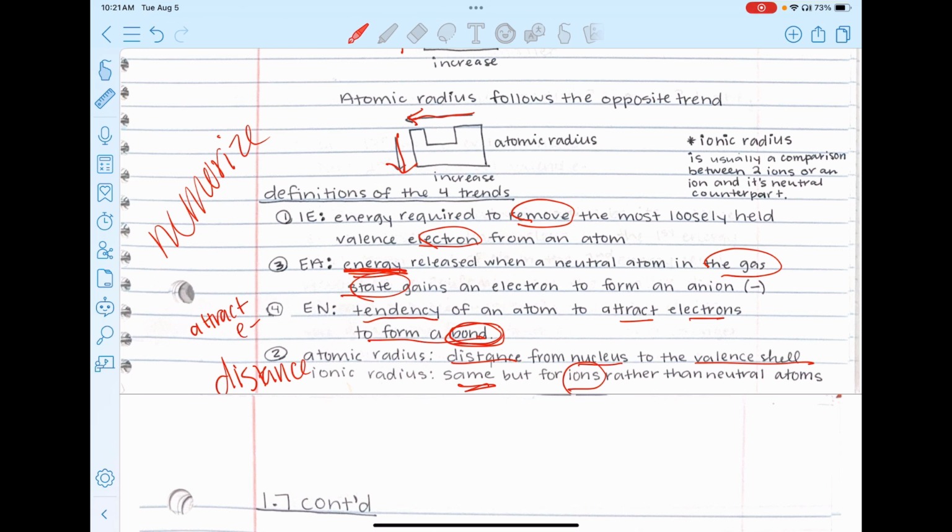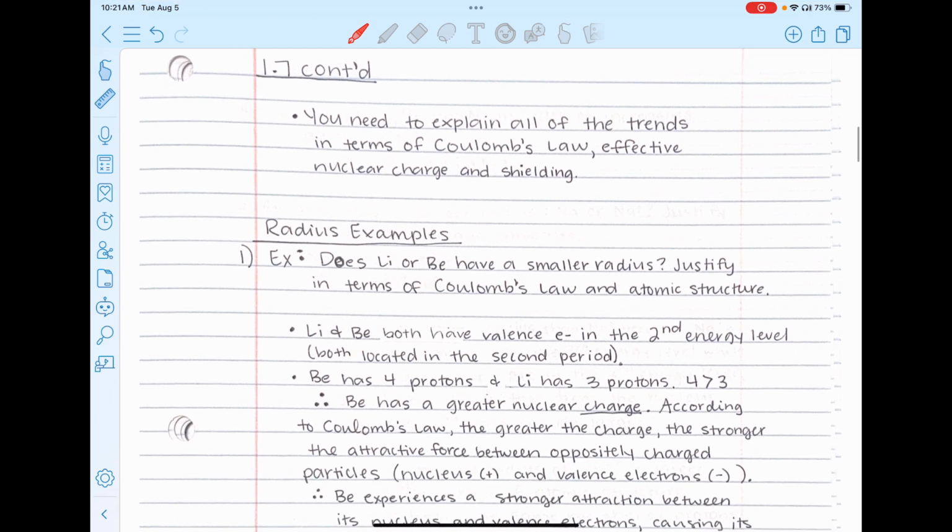To sum this up for you, electron affinity is about energy release. Or I should say energy change. Let's call it energy change. That's more appropriate. Ionization energy is about removing electrons. Okay, so we've got attracting, removing, distance, and an energy change. Okay, so you've got to be able to explain all four of these trends in terms of Coulomb's law, effective nuclear charge, and something called shielding.